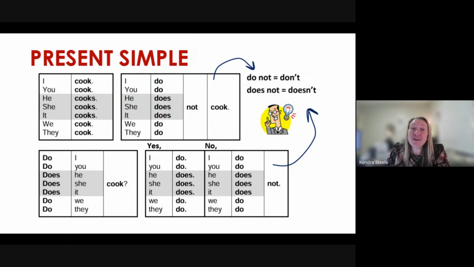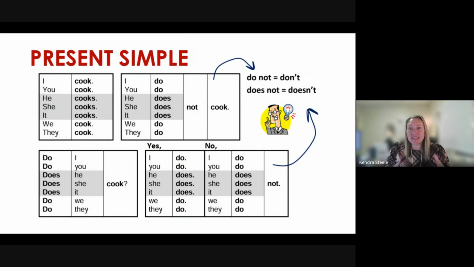And then when you're answering, of course you could just say yes or no. But a more formal way to answer a question, like do you cook, would be to say yes, I do. Or no, I do not. Or no, I don't. Okay. So this chart right here shows how to answer yes or no questions and how to do that with do and does. Okay. This is the end of my video on the present simple tense.